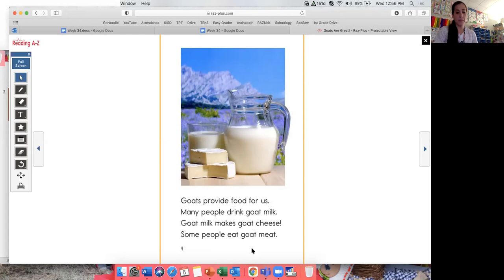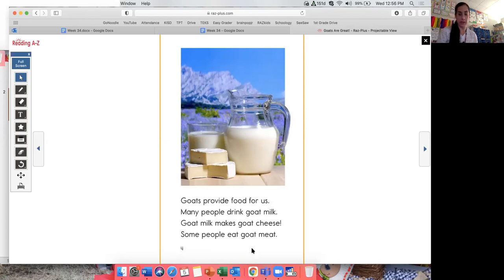And then it says some people eat goat meat. Do we really need to know that if we're learning all about goats? Not really. I think that's more of a fun fact because like I said, not everybody would think that that's an important fact. That's more of an interesting fact because not really everybody does that. So I'm going to put that on the interesting side.